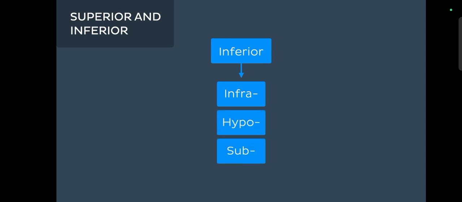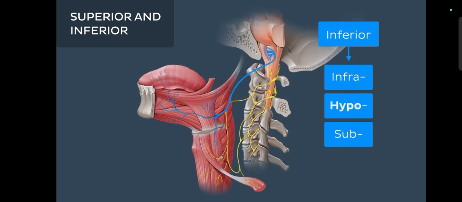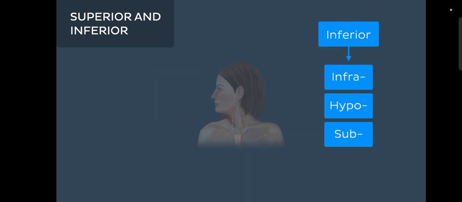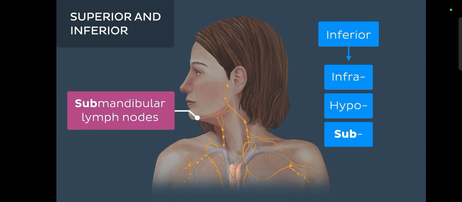Two other prefixes similar to infra are hypo or sub, both of which mean under. The hypoglossal nerve is inferior to or under the tongue, and the submandibular lymph nodes are located beneath the mandible. Two additional pairs of terms which we need to look at now are superficial and deep, as well as external and internal. These are kind of related to each other, however are not completely interchangeable.